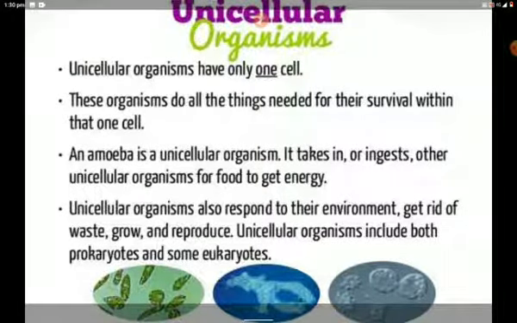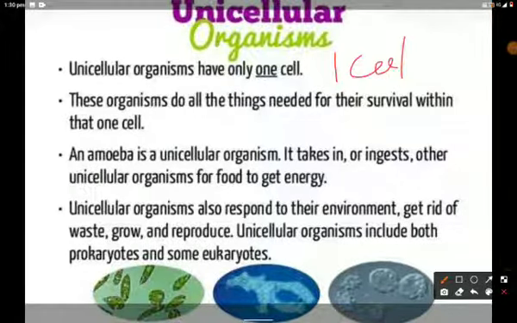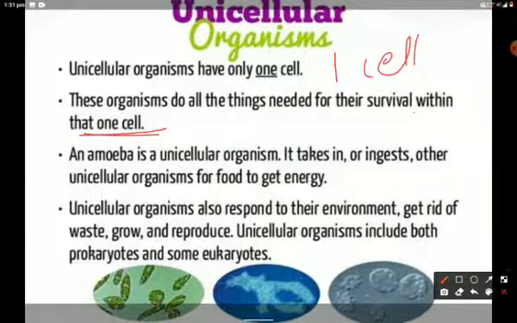Unicellular organisms have one cell. How many cells do they have? One cell only. These organisms do all things needed for their survival within that one cell. Only that one cell does all the necessary things that have to be done by that particular organism.